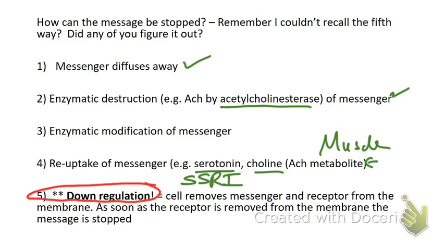What's going on in downregulation is that the cell is going to remove the messenger and the receptor. The whole messenger and receptor complex is going to get taken out of the cell membrane. The Golgi, under the direction of the nucleus, can add things to the cell membrane, which is upregulation, and it can remove things from the membrane, which is downregulation. It can decide to remove a receptor any time, with or without its messenger. And if it removes it with its messenger, as long as there's no receptor in the membrane, the message has been stopped. Very important one. So glad I remembered that one.